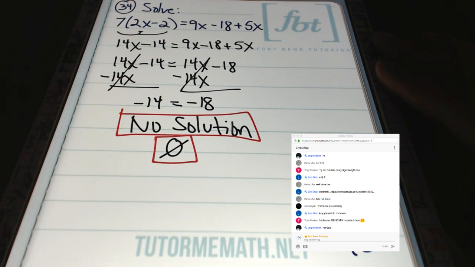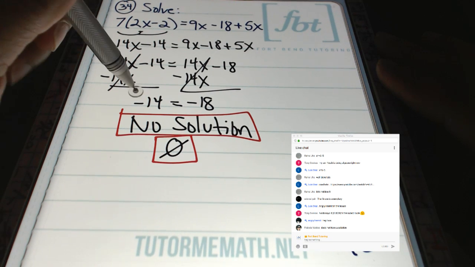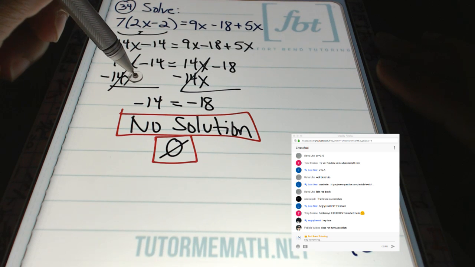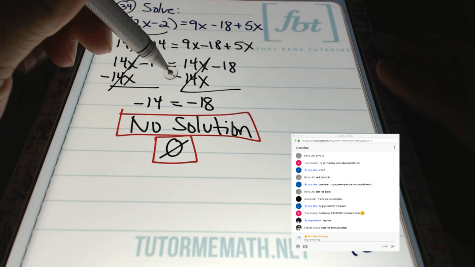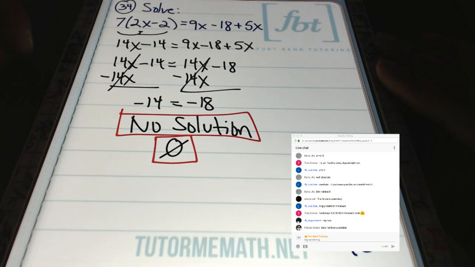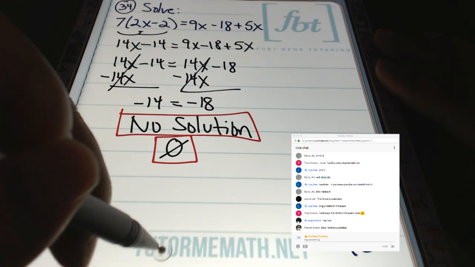You can't have a false statement in mathematics. It will not stand, guys. That's right, Fabiola. It doesn't have a solution. We went through all of our steps correctly, and we found that in the end, it was a contradiction. Negative 14 definitely doesn't equal negative 18. That's why we stop at this point and say that it is no solution.